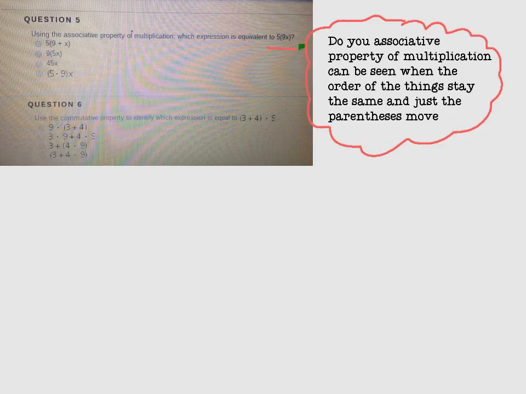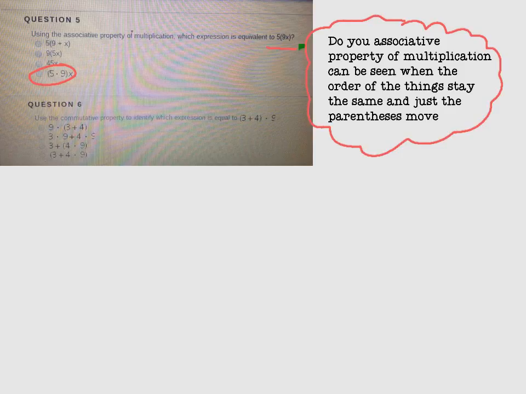They used to be hugging the 9x, but now in this answer, we see the parentheses hugging the 5 and the 9. That's the associative property. The only thing that changed was the parentheses. Pick that answer choice. The next question is about the commutative property.